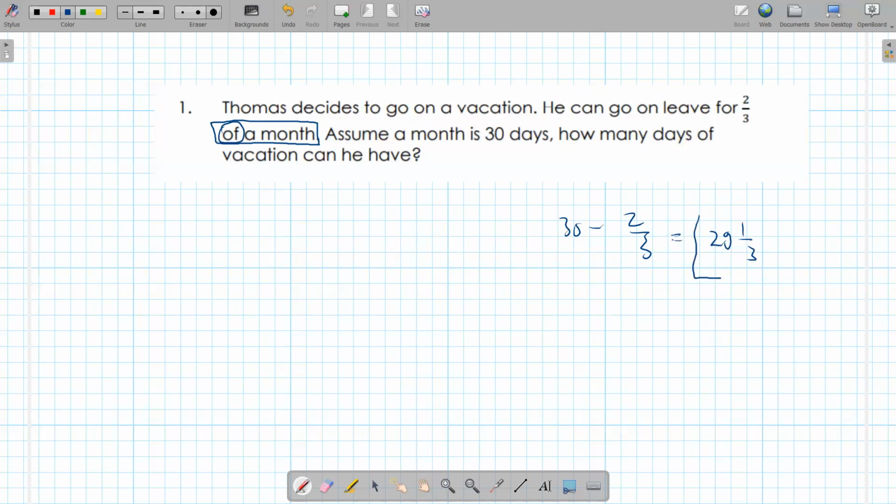He's not gonna go on a vacation for 29 days, that's too much, right? 2/3 of a month means you times it. 2/3 times 30, which is 60 over 3, and that's a 20. So he's gonna get a 20-day leave.